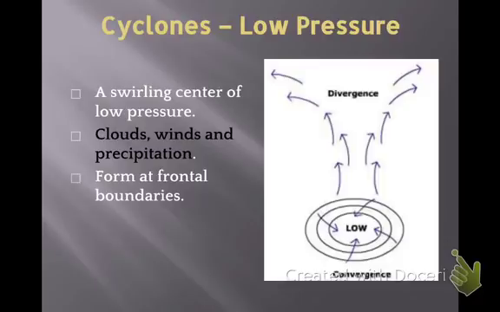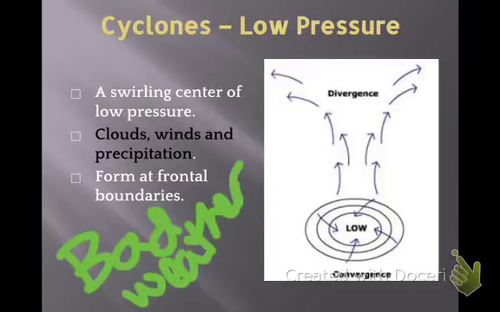We're going to get now into pressure systems, high pressure and low pressure. So cyclones are also called low pressure. Low pressure is always associated with bad weather. We know from watching our hurricane that a low pressure system brings us bad weather. It is a swirling center of low pressure. Clouds, wind, and precipitation form, and they form at frontal boundaries. So that's what we were just talking about. They form at fronts. So low pressure equals bad weather. Every time you have a front, there's going to be a low pressure system there.